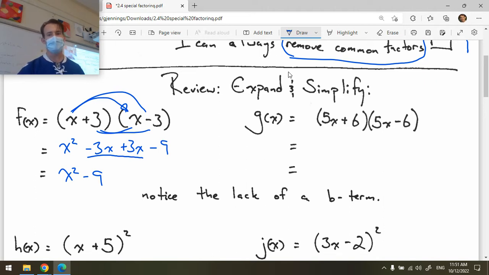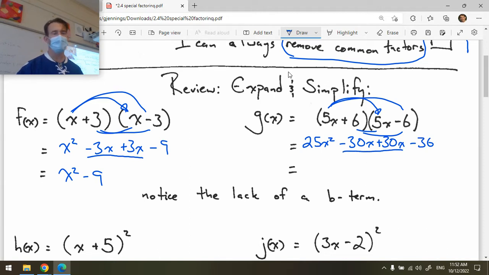Something similar might happen with this one, right? Have y'all done this one yet? Expanding and simplifying this one? So here, we have 5x times 5x gives me 5 times 5 times x times x, 25x squared. 5x times negative 6 gives me negative 30x. 6 times 5x gives me positive 30x. It's happening again. And then we have minus 36 at the end.